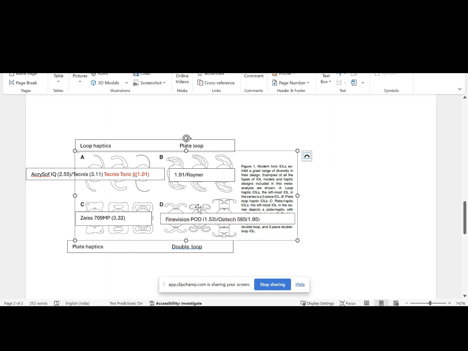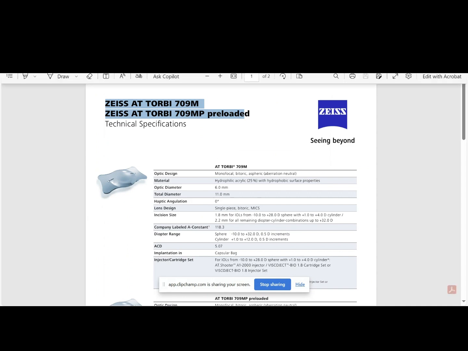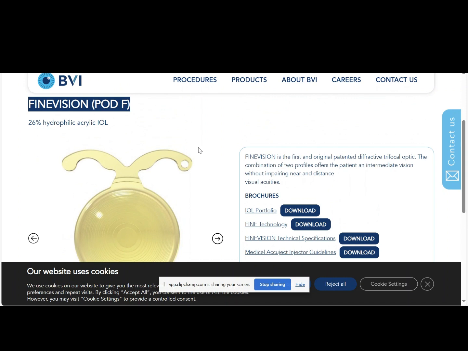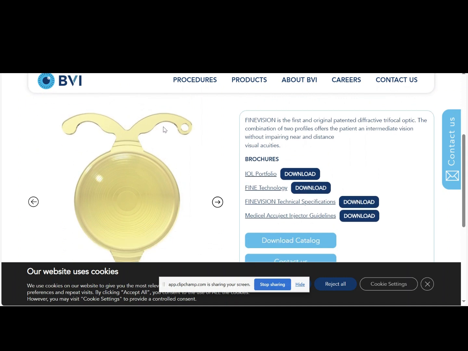And in group D, you have probably one of the best rotational stability records. This group is the one with the double loop haptic design. For example, the FineVision POD, which had a mean rotation of 1.53 degrees, and the Optic 565, which had a mean rotation of 1.95 degrees. Let me show you. This lens is also the FineVision. This is basically a hydrophilic lens, but it has double loop haptics, right? And that might help with more rotational stability.